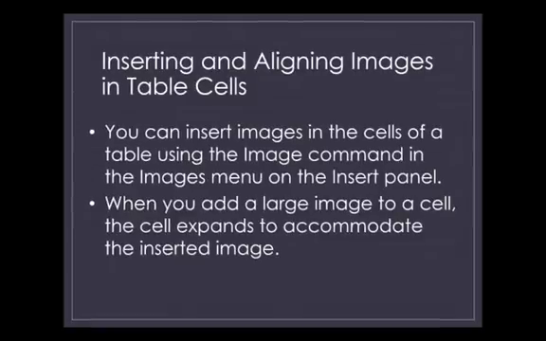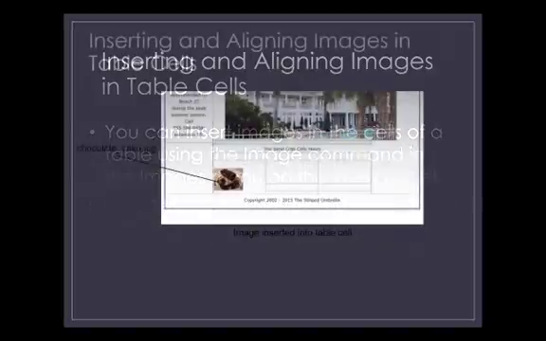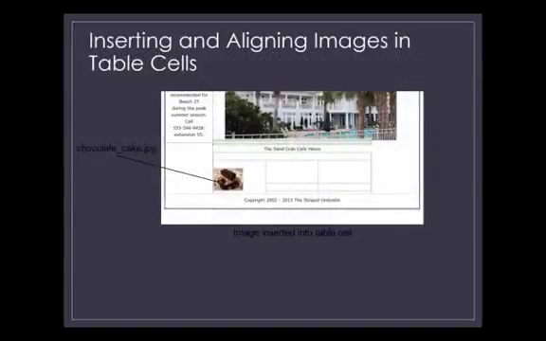You can also insert images into the cells of a table using the Image command in the Images menu on the Insert panel, or by dragging and dropping it into the cell that you want. When you add a large image to a cell, the cell will expand to accommodate the inserted image. An example of this is seen here, where we dragged and dropped the image of the tiramisu chocolate cake into the Sand Crab Cafe table.